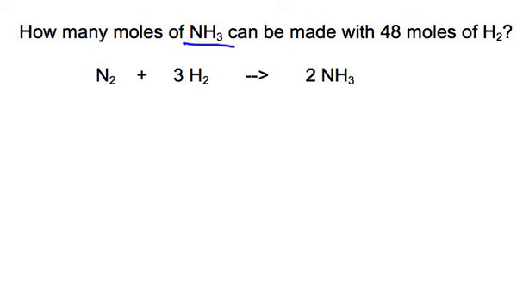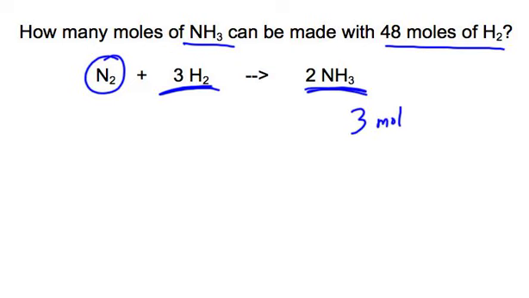So this is pretty much the same type of problem. We have hydrogen, and we're trying to figure out how much NH3 we can make from it. And we're going to assume that we have plenty of N2 available. Sometimes it'll actually say that in the problem. But what is the connection between H2 and NH3? The connection is that every 3 moles of H2 is capable of making 2 moles of NH3.